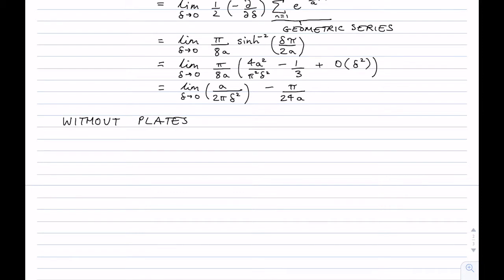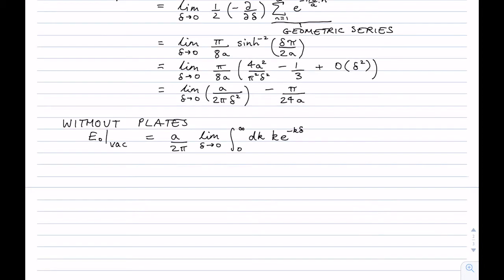Without the plates, for the vacuum, it's a over 2 pi. Again, we have to regularize this somehow, and we'll do the same trick. Delta tends towards 0, integral from 0 to infinity dk of k e to the minus k delta.